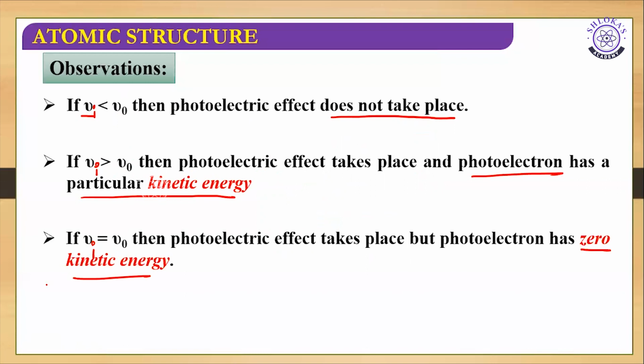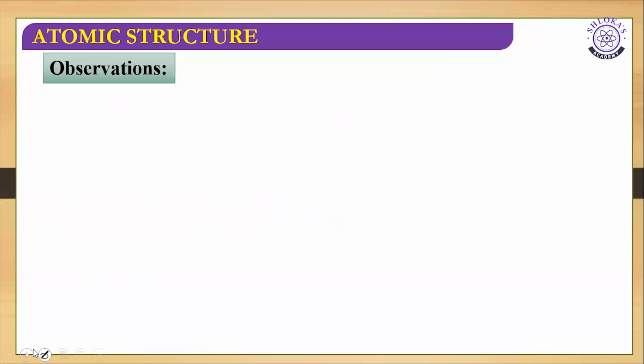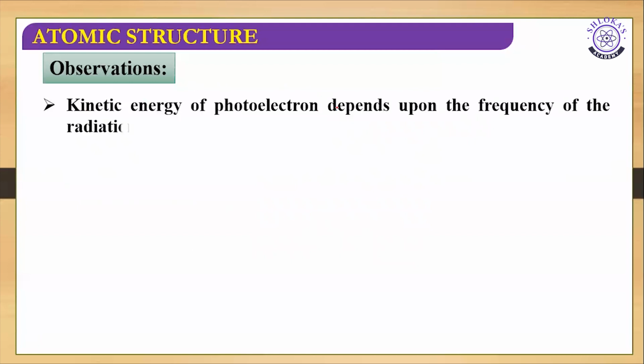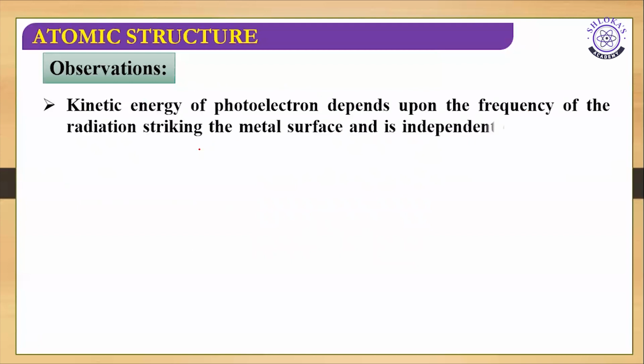The same three observations we can apply for energy and also for wavelength, right? Next. The kinetic energy of the photoelectrons depends upon the frequency of the radiation striking the metal surface and is independent of the intensity of light radiation.